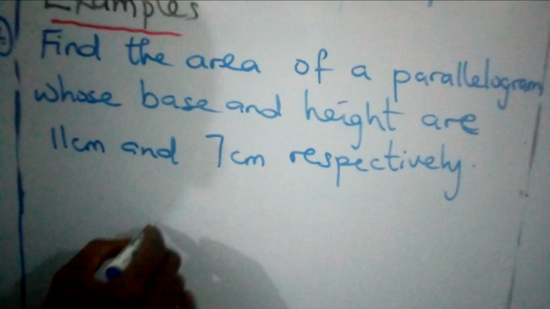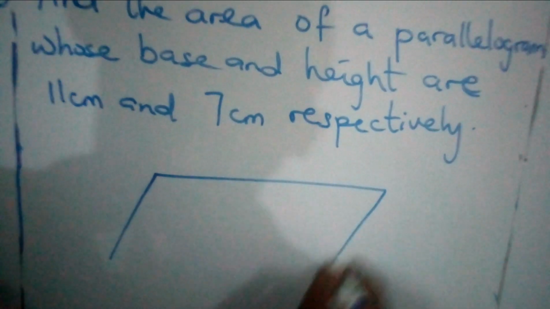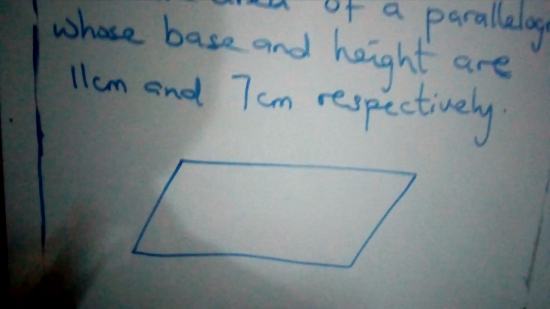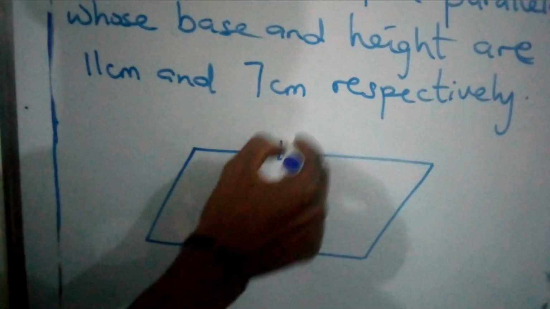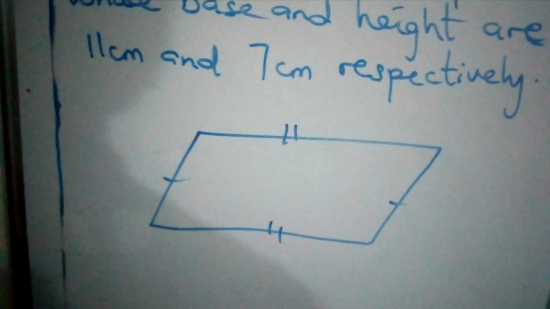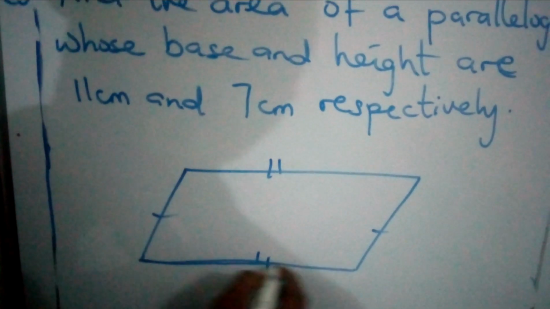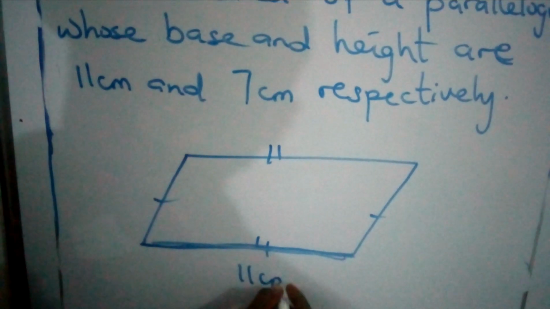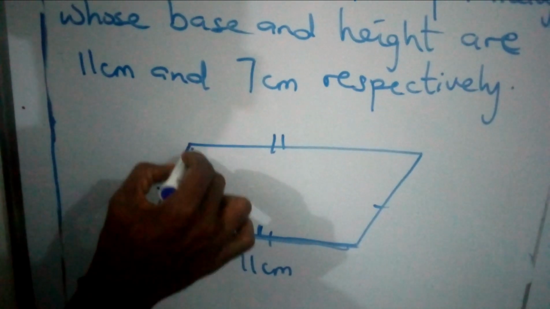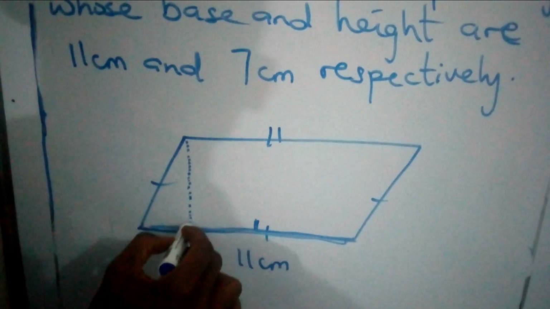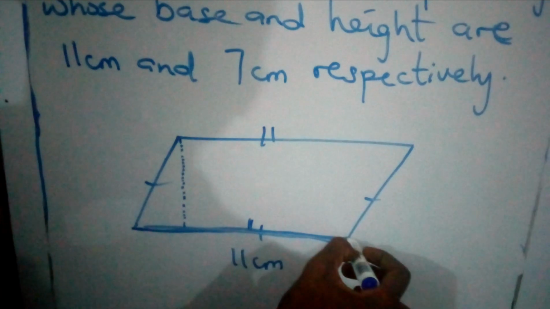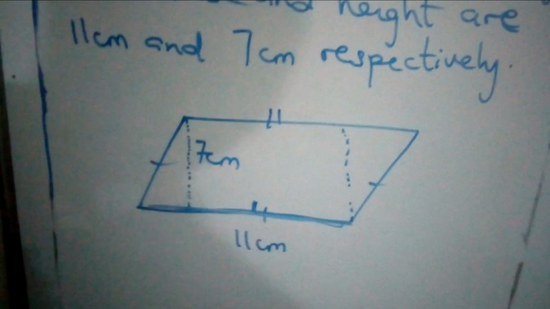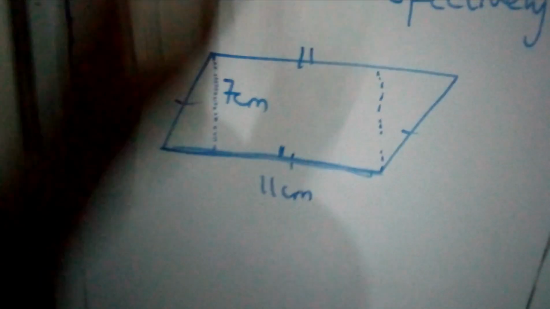So the parallelogram is like this. It's just like a rectangle but with slant sides. Opposite sides are equal. Opposite sides are what? Equal. The parallelogram. So the base is where? Here. This is the base. Okay? And we have been told that the base is what? 11 centimeters. So here is 11 centimeters. And the height is what? A straight one. That's the perpendicular height. The height could be this or this. Alright? And we have been told that the height is what? 7 centimeters. So we have been able to identify the base and the height.